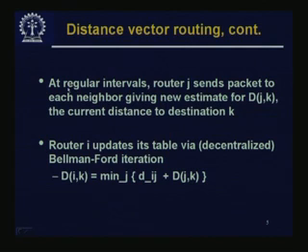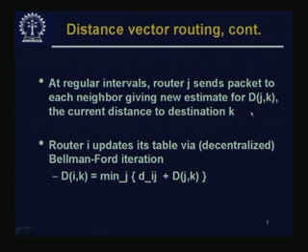At regular intervals, what we do in this distance vector routing is that router j sends a packet to each neighbor giving a new estimation for djk, the current distance to destination k. That means the router j is giving the djk value, and not only the djk value but for all k. So, that is why this is not just one distance value, but a distance vector that is sent to all its neighbors. So, the neighbors tell each other about the distances they know to a particular node k.